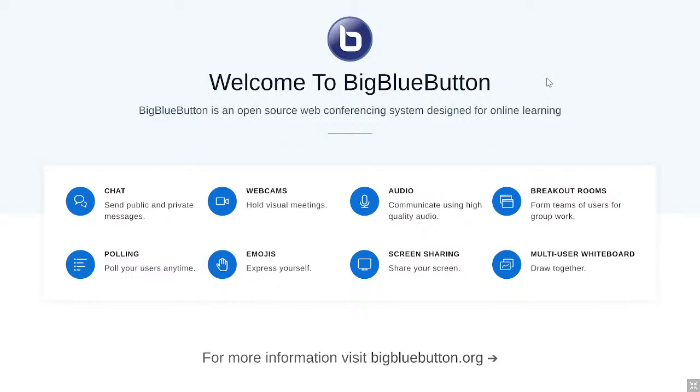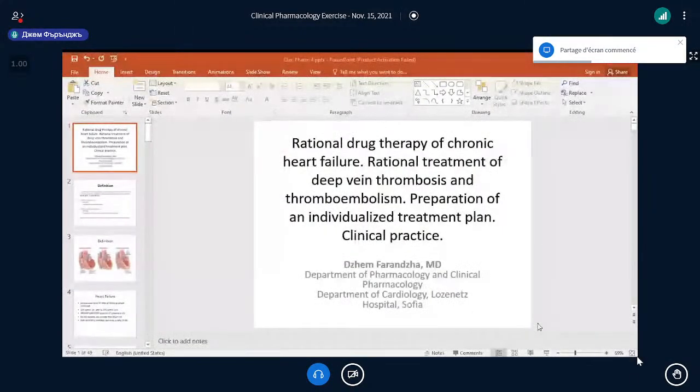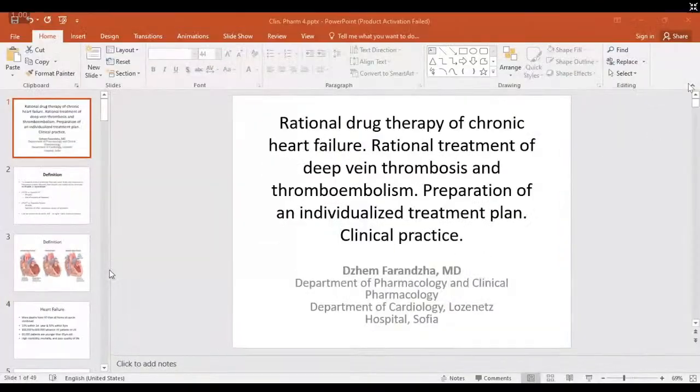So to continue with today's exercise, I'll not go into full screen because there is a problem when I'm changing the slides. You cannot see them, so that's why we are going to talk about heart failure today and also deep venous thrombosis and pulmonary embolism.